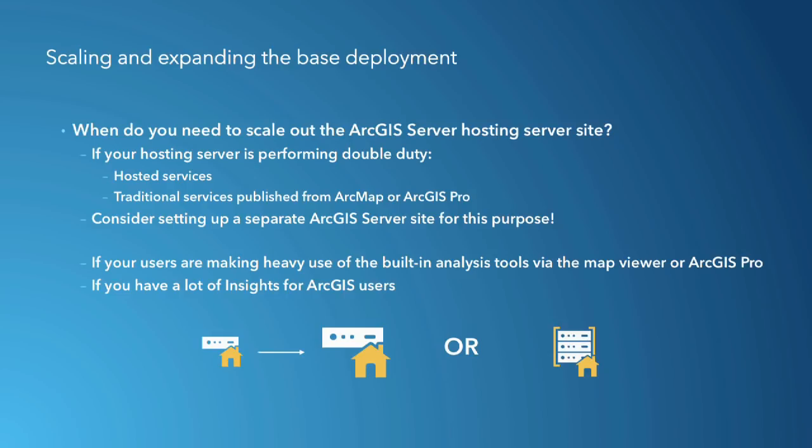So the first way to scale out your base deployment might actually be to say, well, I want to have a dedicated ArcGIS Server site for the purposes of my traditional services. I don't want to commingle my map services and all those production map and feature services that I have with all that newfangled hosted analysis and whatnot. I want to have dedicated infrastructure for that. And you should do that. That's a very, very good way of doing what we call workload separation: different workloads on different pieces of infrastructure. So that's one way to separate things out.